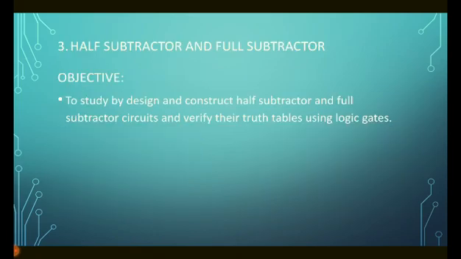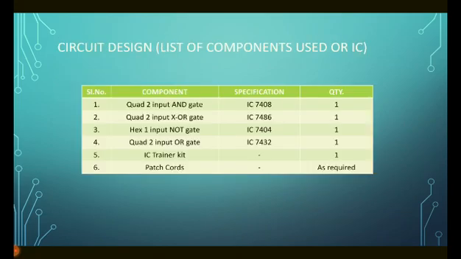And next one is half subtractor and full subtractor. Objective: to study by design and construct half subtractor and full subtractor circuits and verify the truth table using logic gates. Circuit design. List of components used are ICs. Here totally we use 6 components. 2 input AND gate, 2 input XOR gate, 1 input NOT gate, 2 input OR gate, IC trainer kit, patch cord.